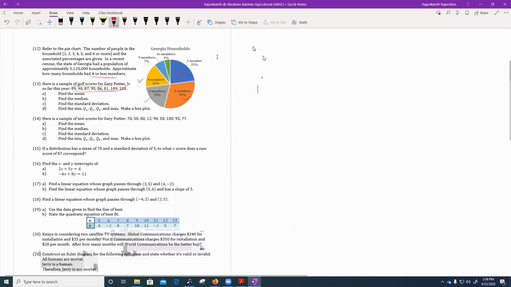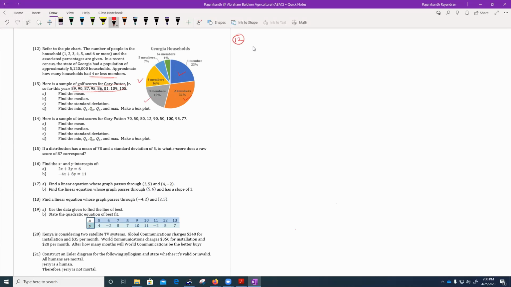Okay, let's look at number 12. Refer to the pie chart. The number of people in the household: there is 1, 2, 3, 4, 5, 6, and 6 or more, right? And the associated percentages are given. In a recent census, the state of Georgia had a population of approximately 5.1 million households. Approximate how many households had four or less?